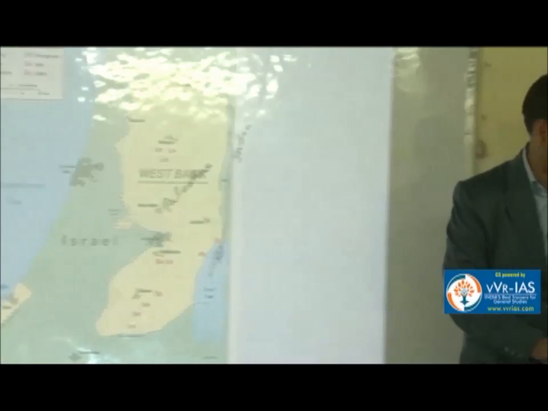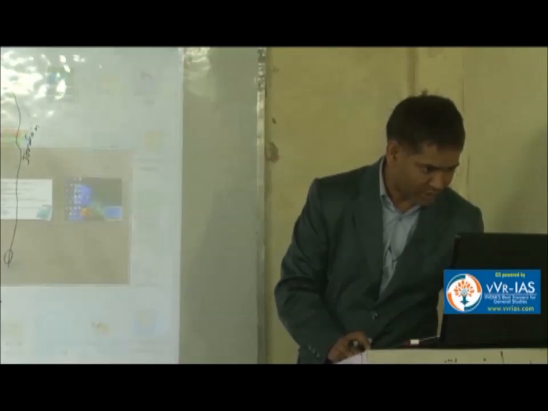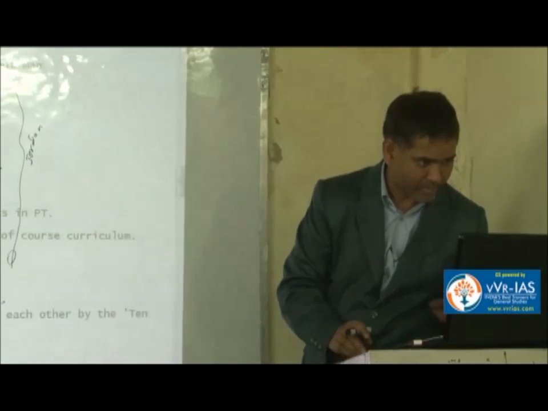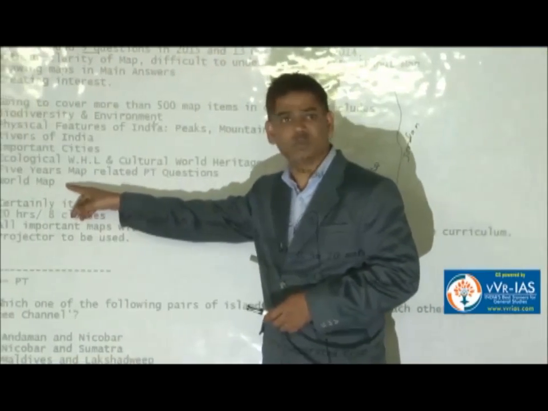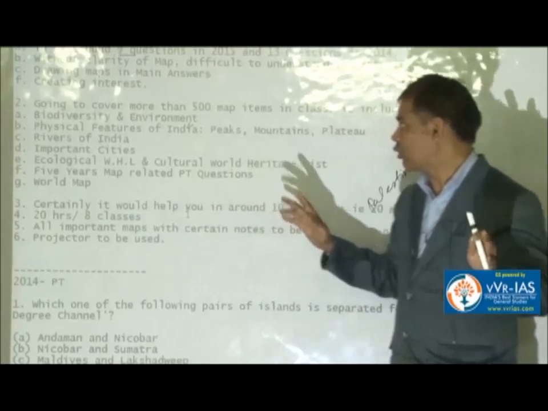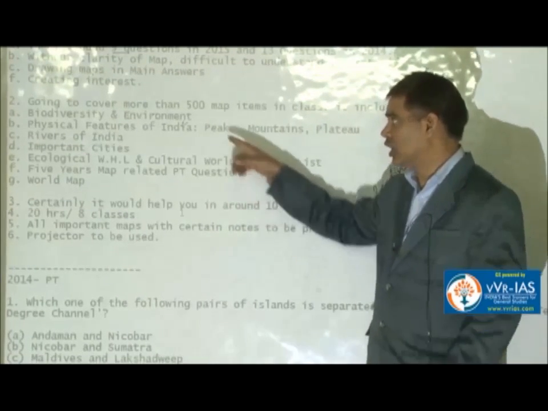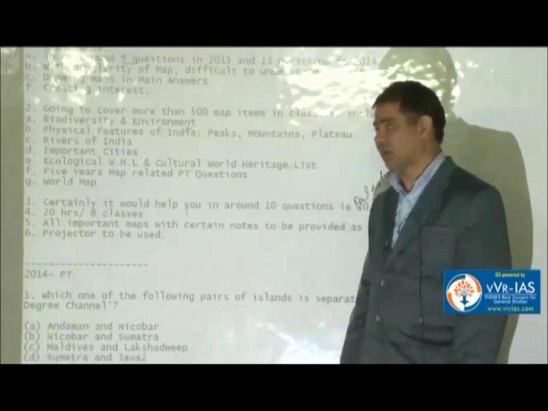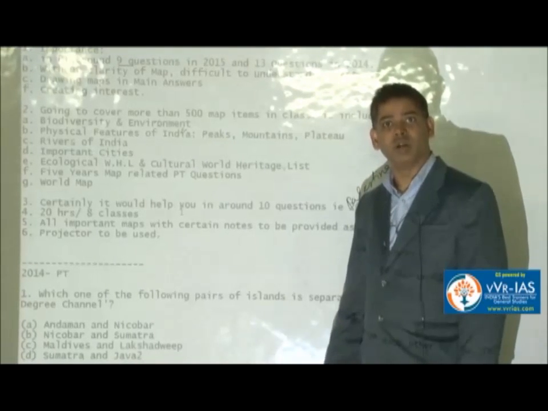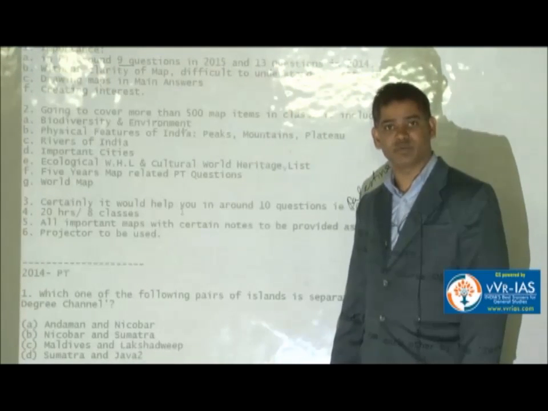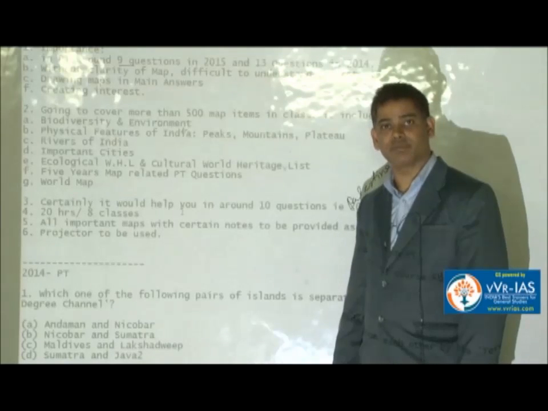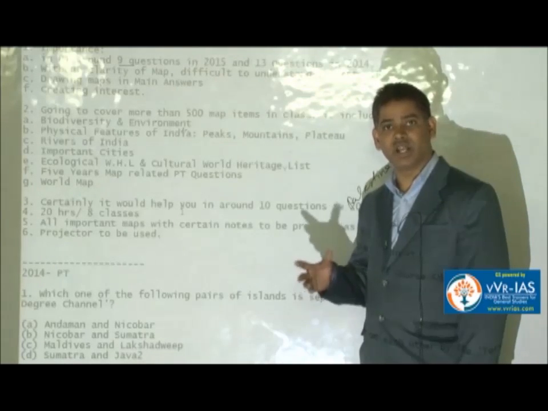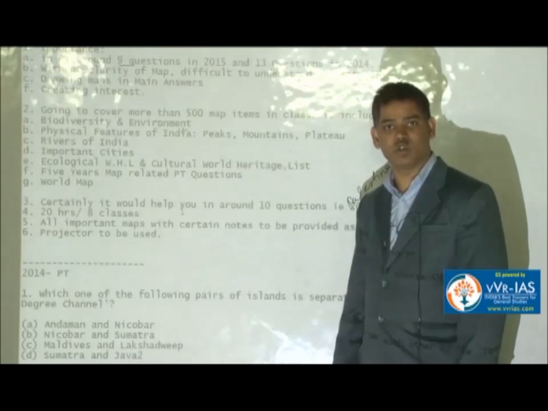Let us go further with our strategy discussion. Again, please come here. So we will be including the complete world map. As of now, what are we going to include? We are going to include biodiversity and environment. In biodiversity and environment, we have national parks, biosphere reserves, Ramsar Convention sites, and different world heritage sites under ecology.